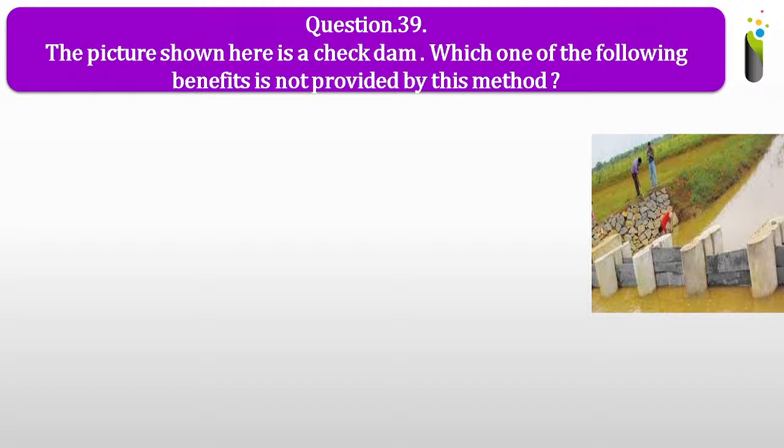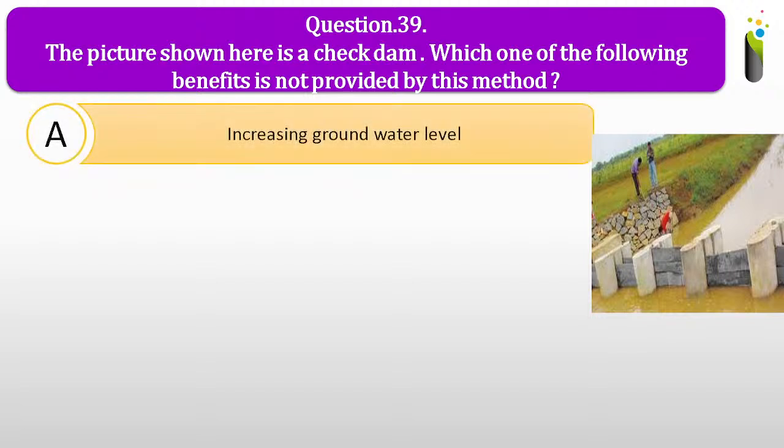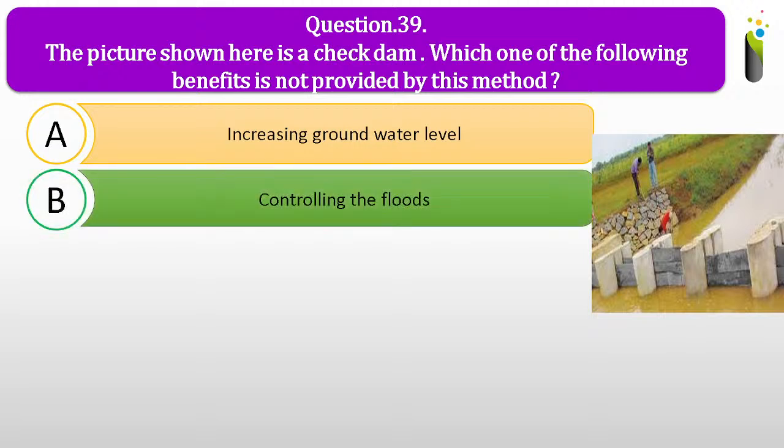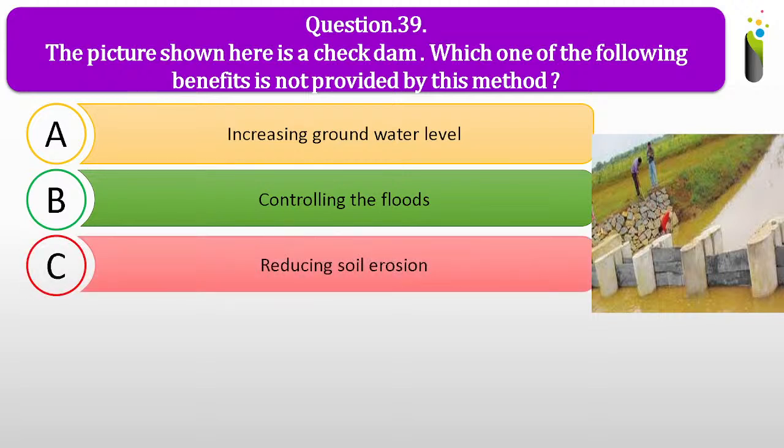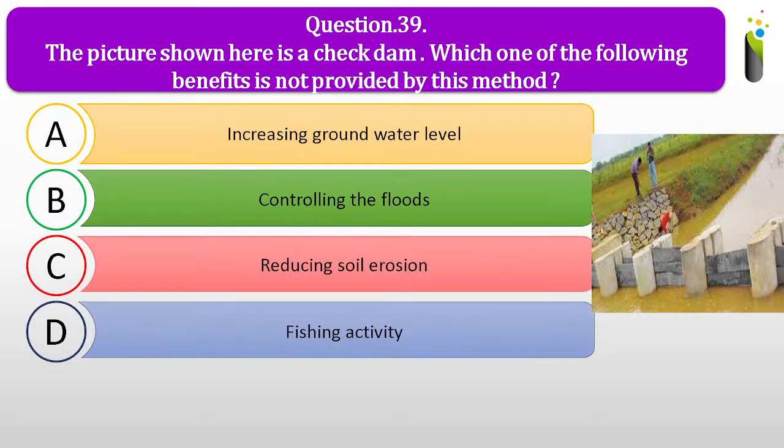So getting back to question number 39, look at the picture that is shown, that of a check dam, and answer which one of the following benefits is not provided by this method. And your options are A. Increasing groundwater level, B. Controlling the floods, C. Reducing the soil erosion, D. Fishing activity. So which of the following benefits is not provided by this check dam method? And your time starts. Think over it and answer.